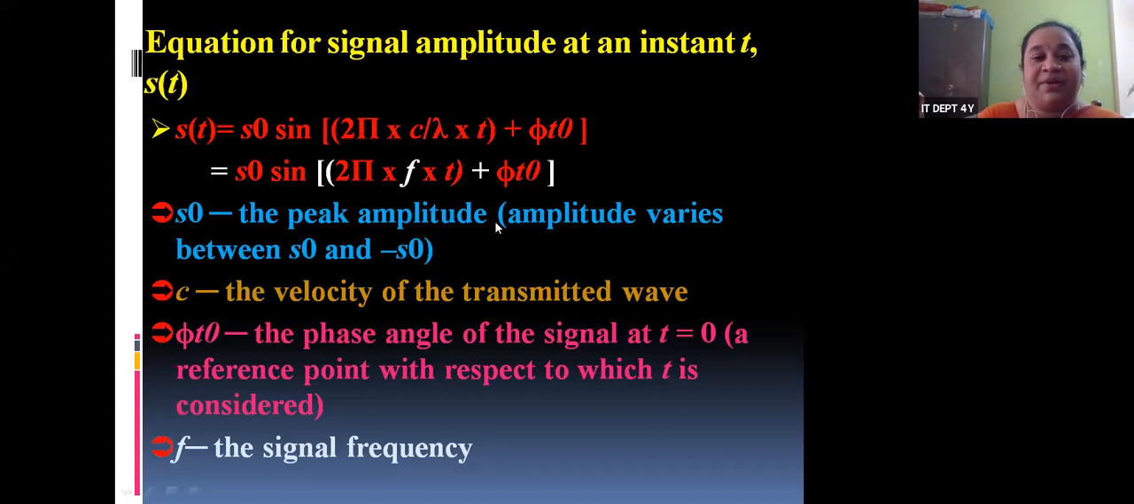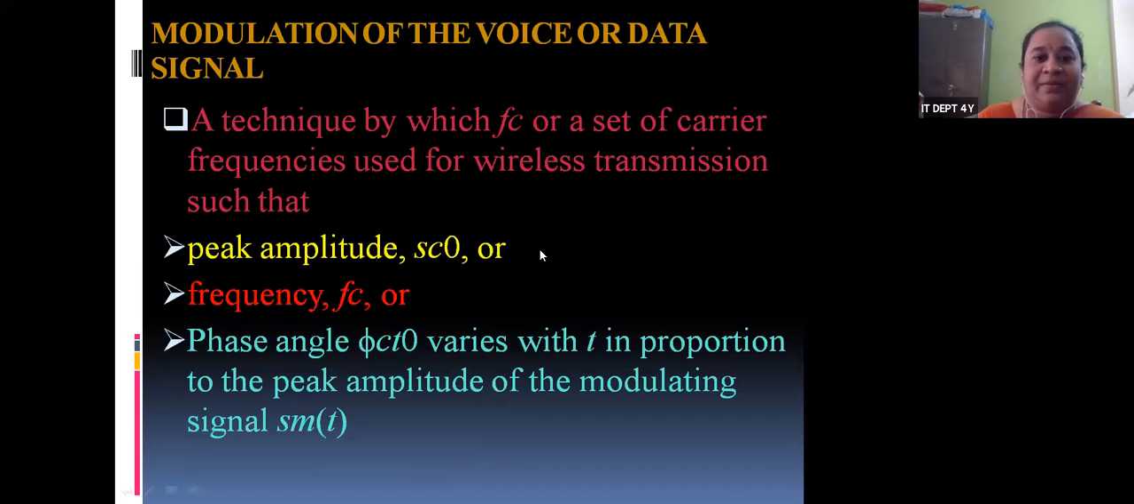Based on these three parameters, we are going to implement the modulation. Modulation is nothing but changing a signal called the carrier signal, which is a separate analog signal, according to the properties of the modulating signal or message signal, through which you are sending the data to the particular destination, right?